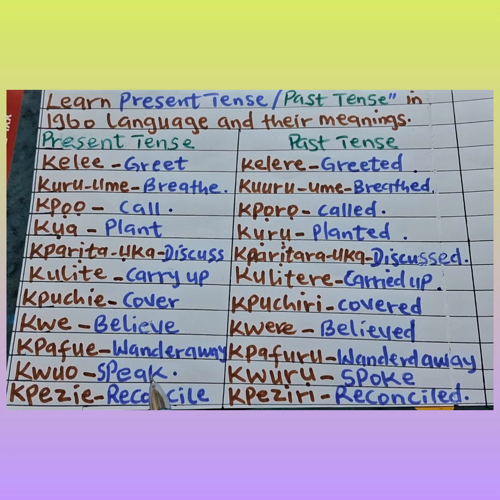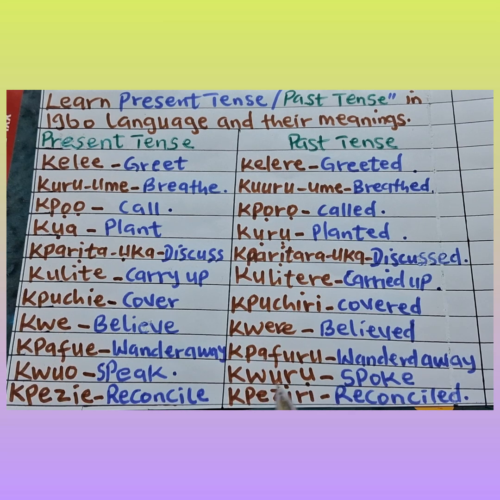Wo, speak. Some may remove this o and put a. They put it here. It becomes we. It also means speak. Past tense of wo is uru, spoke. Bezie, reconcile. Past tense of bezie is beziri, reconciled.